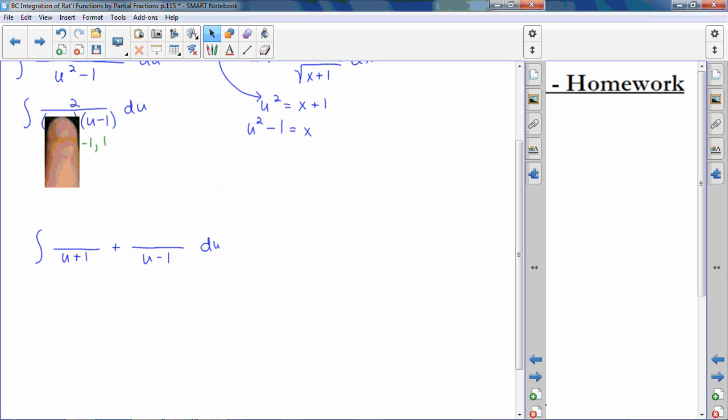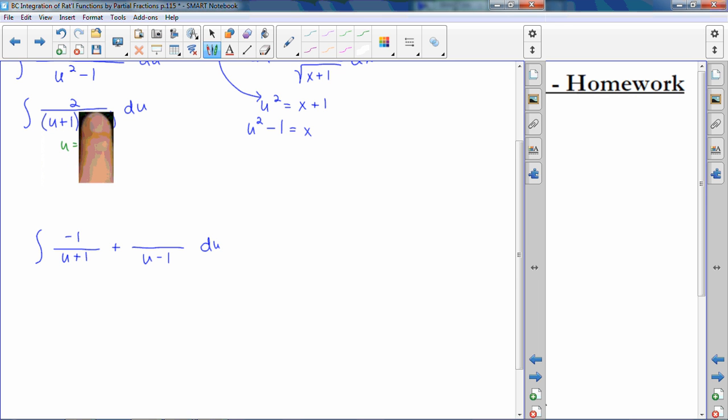All right, so let's start with the negative 1. If I plug in a negative 1, I get 2 over negative 1 minus 1, which is negative 2. So I get a negative 1 here. And then for the next one, I'm going to plug in a 1. So I get 2 over 1 plus 1 is 2, so that's going to be 1. All right, so I have negative ln absolute value of u plus 1 plus ln absolute value of u minus 1. Now, I'm not done here.